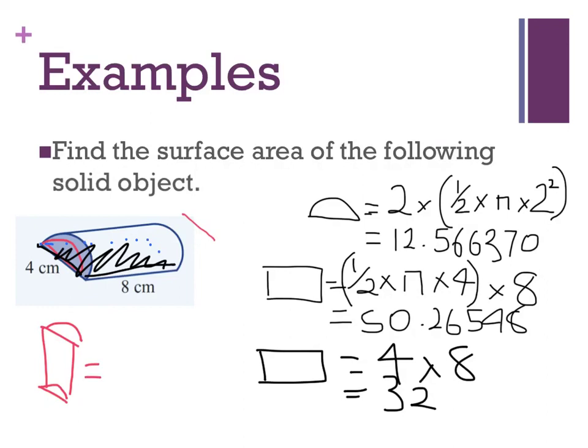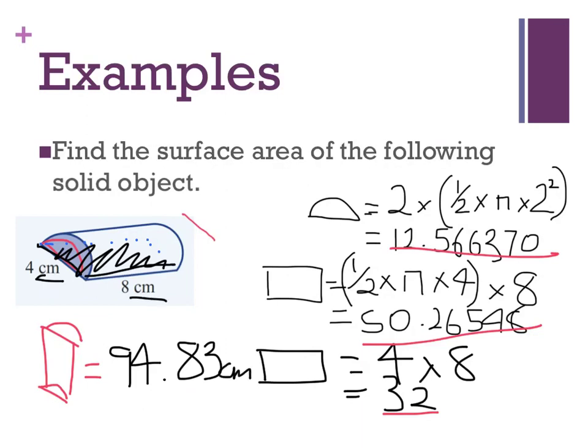The total surface area of that is going to be this plus this plus this. Rounded to 2 decimal places, that will give me 94.83, both in centimeters squared. Okay, that is the total surface area for this type of object.